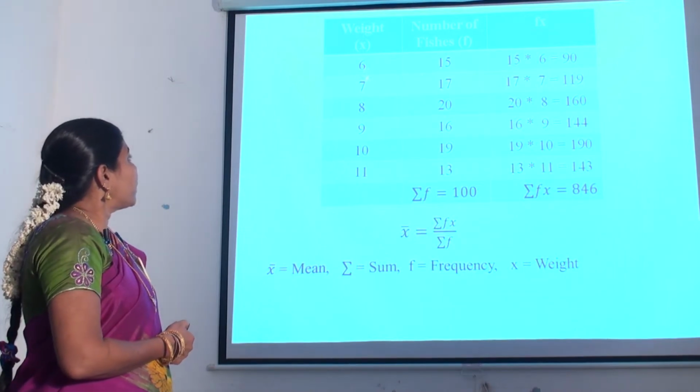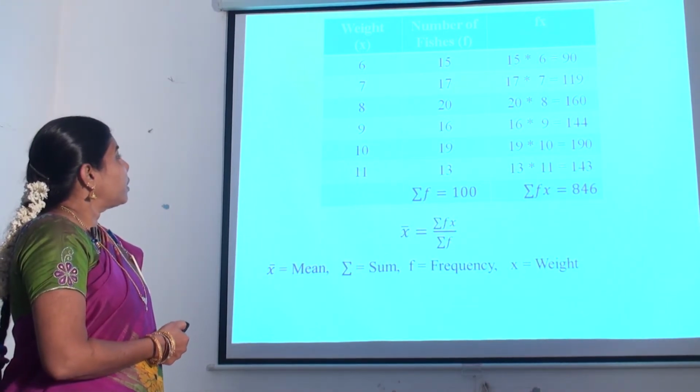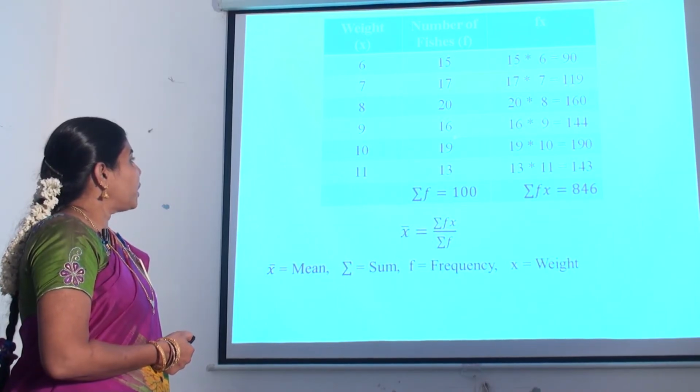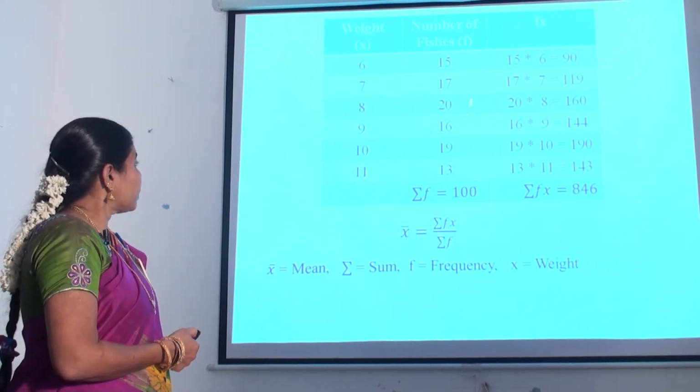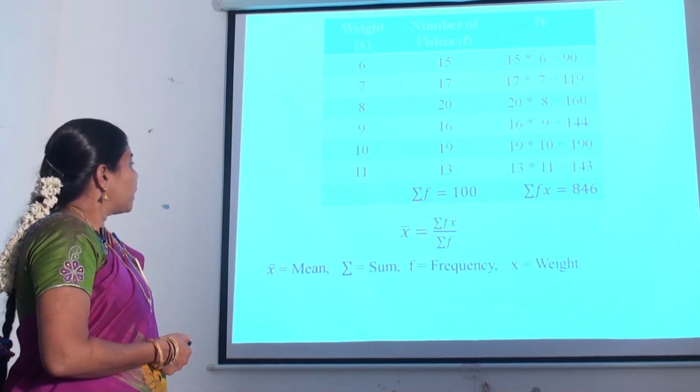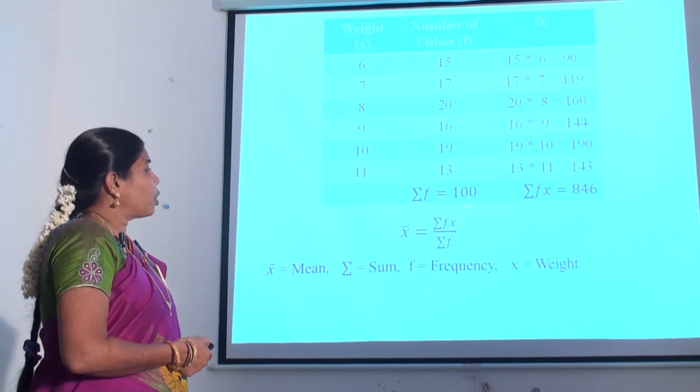Weight is 6, 7, 8, 9, 10, 11. Then frequency is 15, 17, 20, 16, 19, 13. We have to add all the frequencies. We get sigma f is equal to 100.